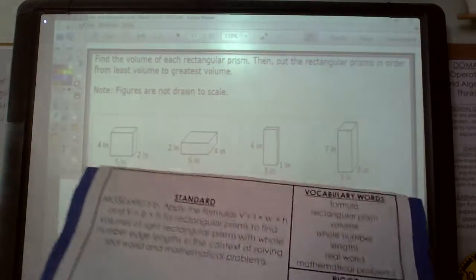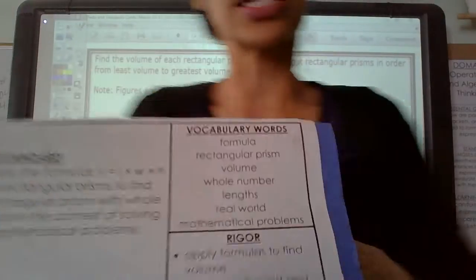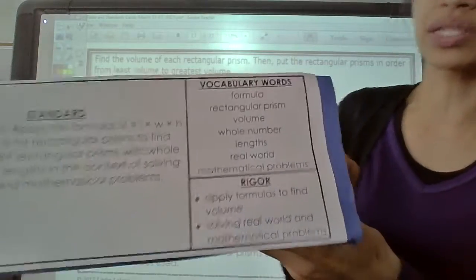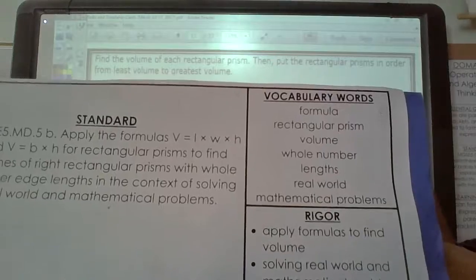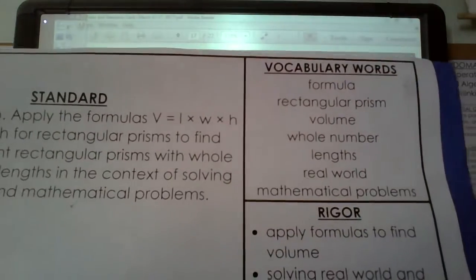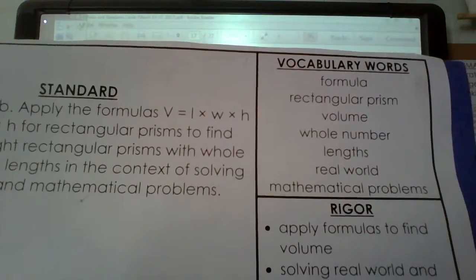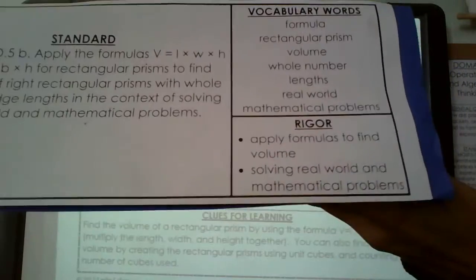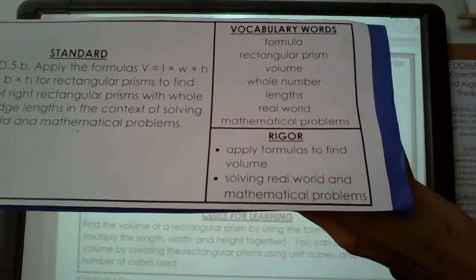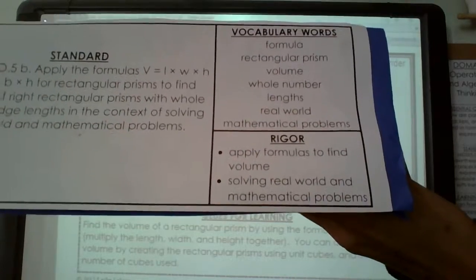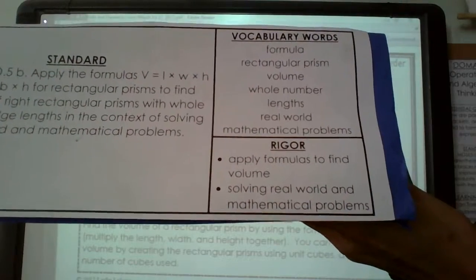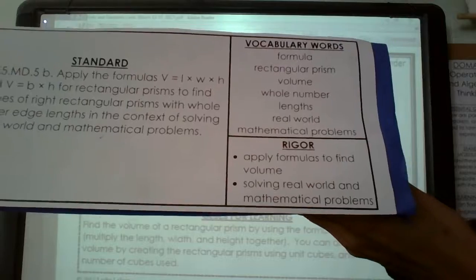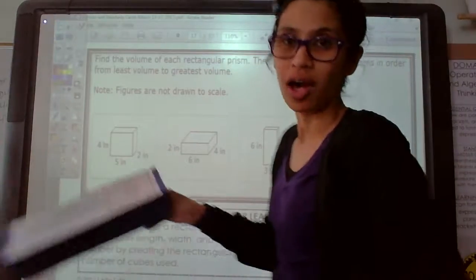Oh, that was a lot of key words. Let's go ahead and read our vocabulary words. What do we have? We have formula, rectangular prism, volume, whole number, lengths, real world, mathematical problems. Our rigor, our challenge for this task is to apply formulas to find volume, solving real world and mathematical problems. Oh, that was a lot.